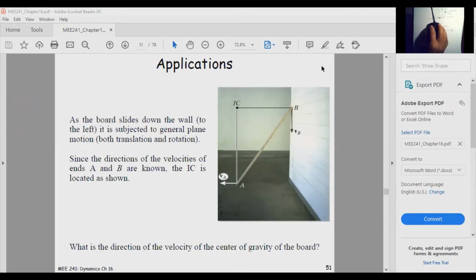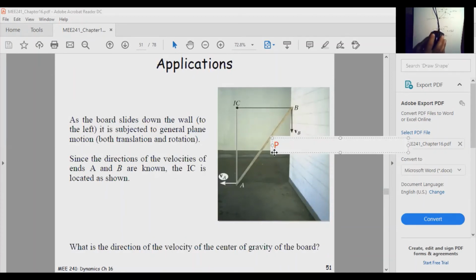And what is happening is that the velocity of B has to be downward, right? And then the velocity of A has to be in this direction. Then therefore the instantaneous center of rotation is going to be located that way. How can you find the velocity at the center of the bar based on what is happening right now? We join the center with the center of rotation, and we do the perpendicular. Exactly.